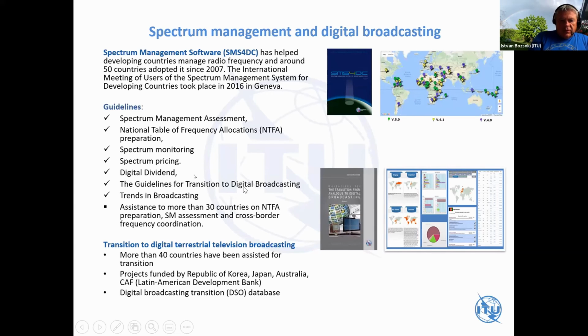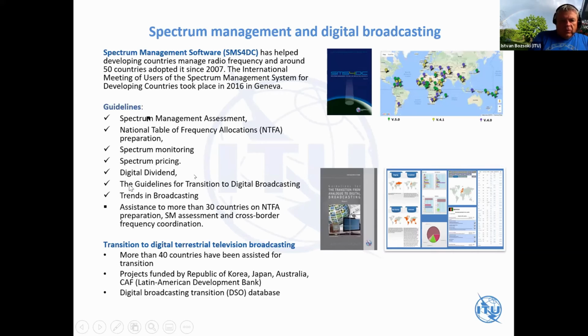Guidelines for the transition to digital broadcasting. This is this green booklet. Gray booklet, sorry. Maybe I am too much on my vacation. So the gray booklet is providing assistance to the countries to develop their roadmap for digital broadcasting. We have the trends in broadcasting.